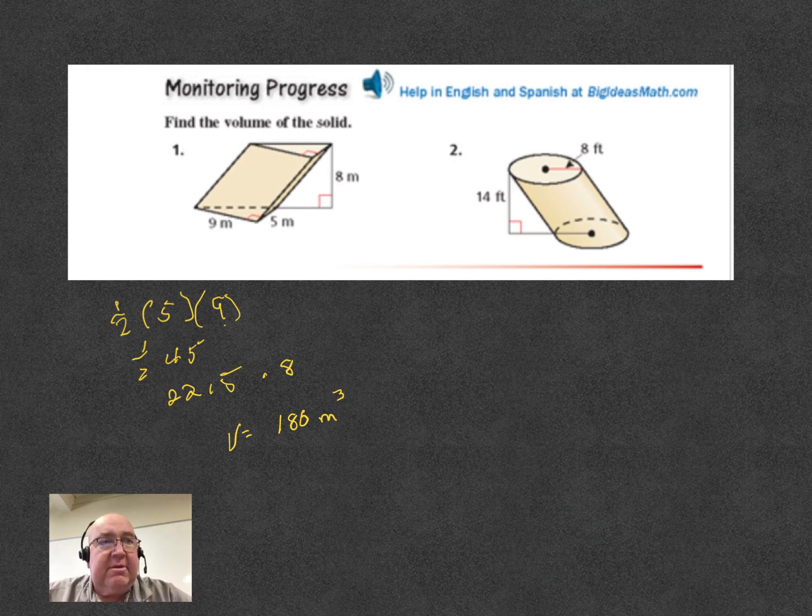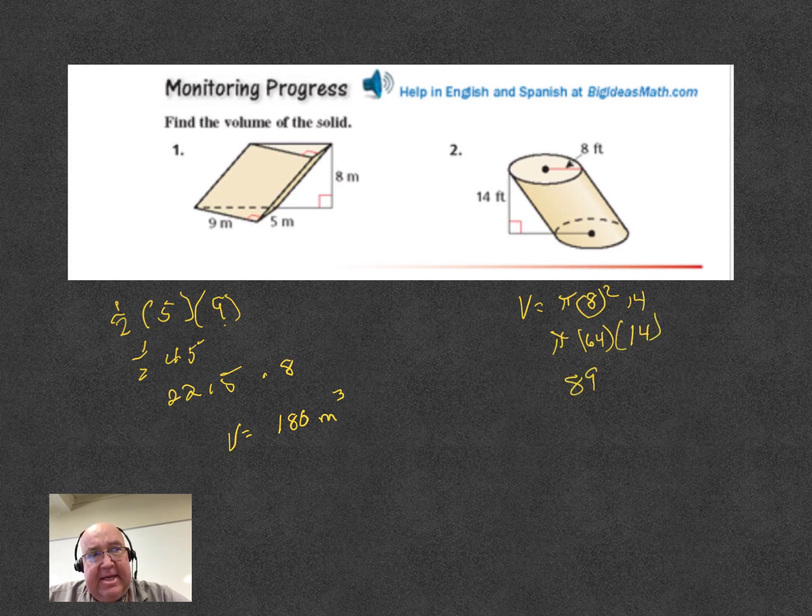And for this one, our volume is going to be pi r squared times height, so pi times 64 times 14 is going to give us 896 pi, which is about 2,814.9 cubic feet.